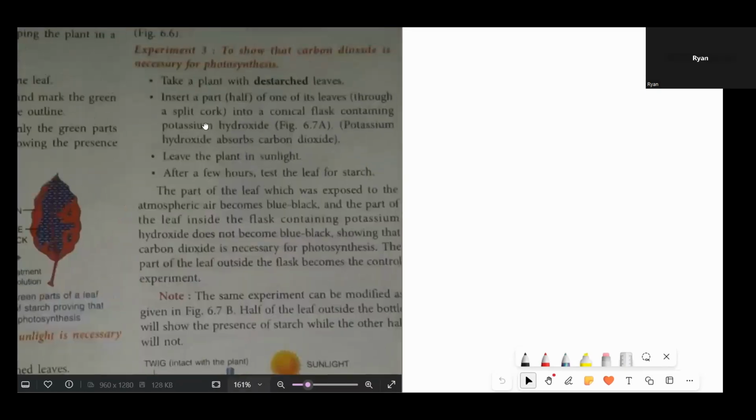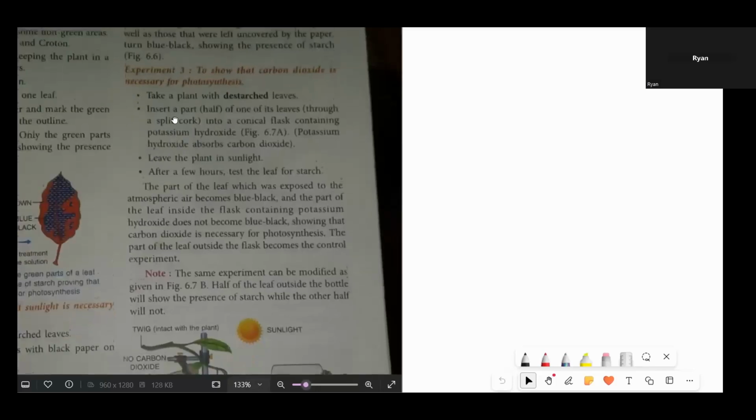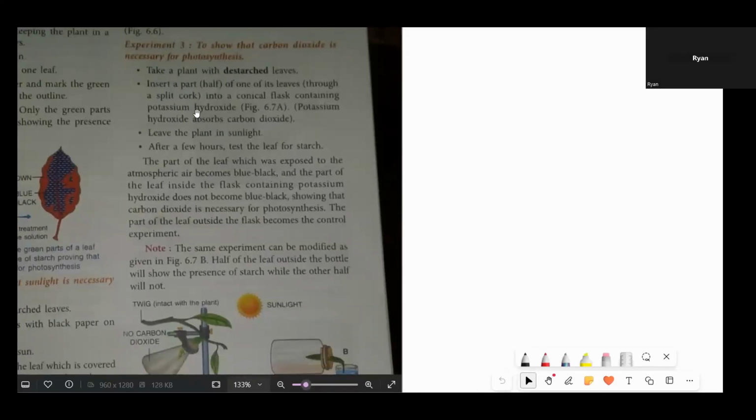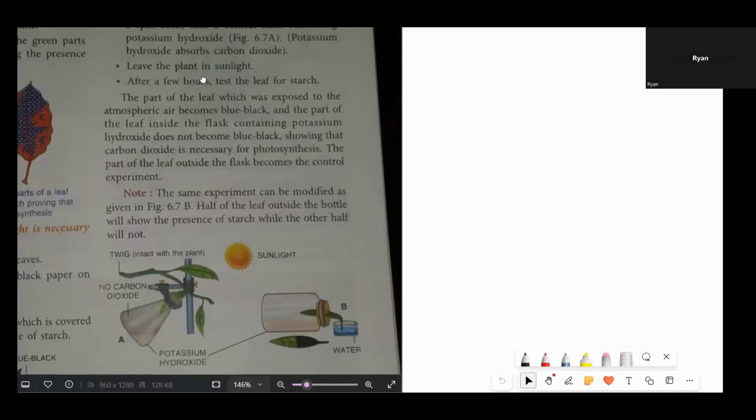All right, next is to show that carbon dioxide is necessary for photosynthesis. How do you show that carbon dioxide is necessary for photosynthesis? If there's no carbon dioxide, then there's no photosynthesis, right? So if you just cut off all the carbon dioxide, then no photosynthesis will take place. If no photosynthesis takes place, no food is produced, no starch is present. So that's what we're going to do. To test whether carbon dioxide is needed, you just check if starch is present in the leaf or not. Remove the carbon dioxide and check for starch.